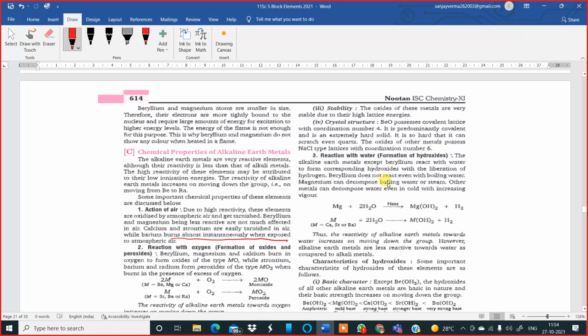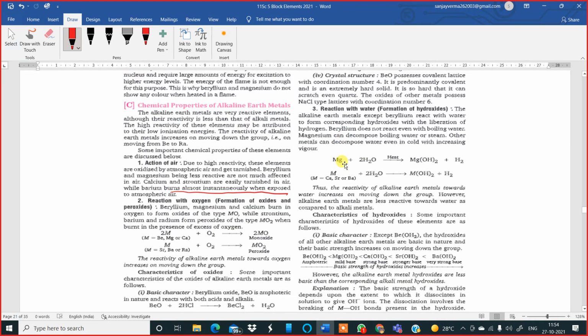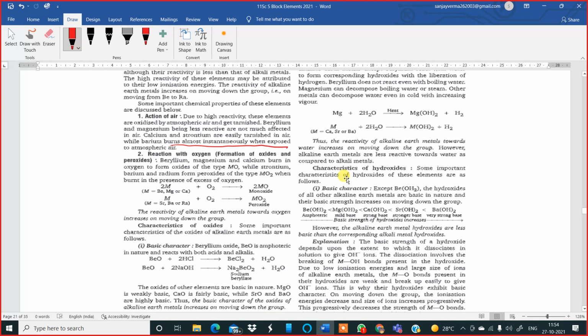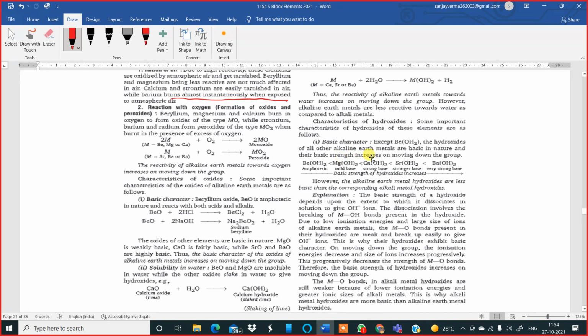Now look at number 3, that is reaction with water. Formation of hydroxides. When these metals react with water, they generally form hydroxides, whether it is beryllium or magnesium or calcium or strontium. But that is not so important over here. What is important is the characteristics of the hydroxides. The basic character of hydroxides, this order is important. Except beryllium hydroxide, the hydroxides of all other alkaline earth metals are basic in nature and their basic strength increases on moving down the group. So moving from top to bottom, from beryllium hydroxide towards barium hydroxide, you will find that barium hydroxide is highly basic in nature.